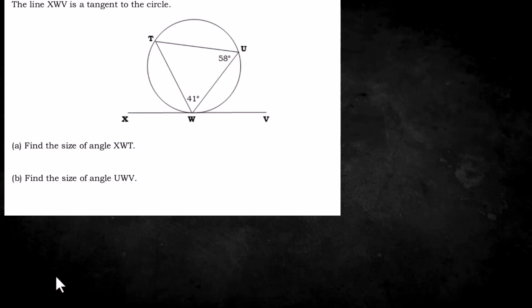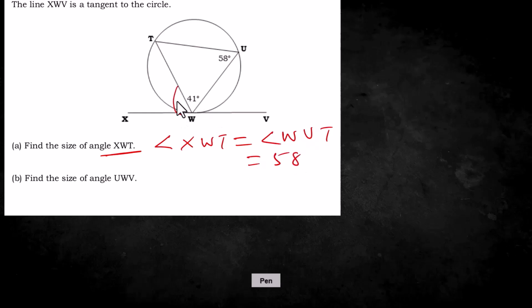Now the line XWV. So XWV is a tangent to the circle. All right, so this one is the alternate segment theorem. So this side theta 1 is the same as this side theta 1. This side is the same as this side, 58. Now let's look at the question. Find the angle XWT. So this side. So angle XWT is the same as angle WUT. So that is 58. So remember that here, this side is 58.